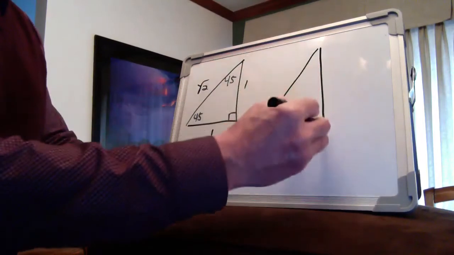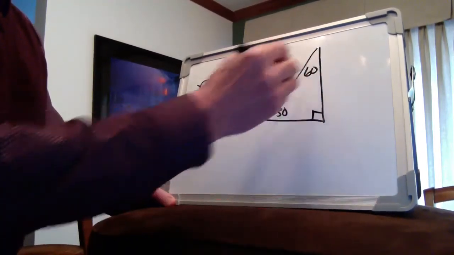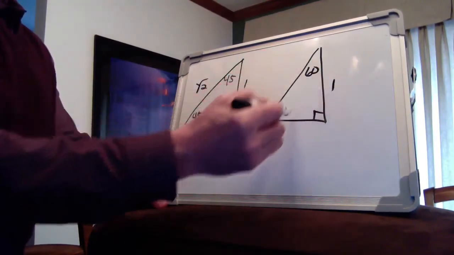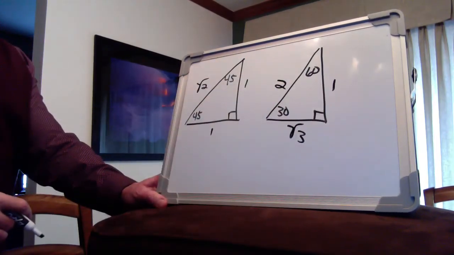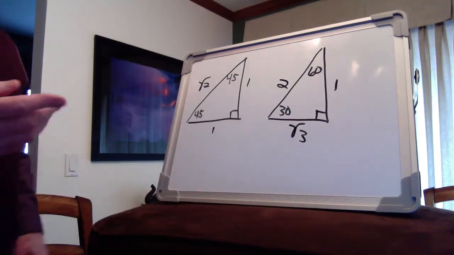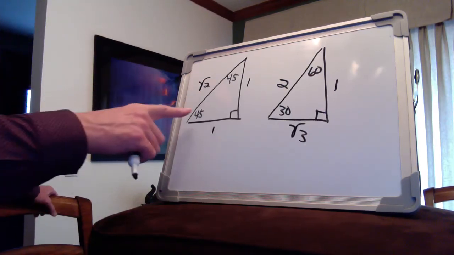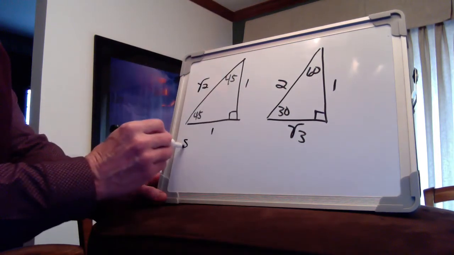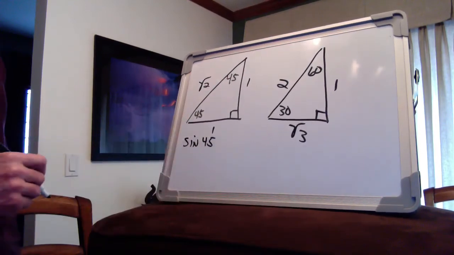The second one is a 30, 60, 90. The side across from 30 is 1, from 60 is rad 3, and the hypotenuse is 2. Around the unit circle, there are fractions, and the fractions come from these special right triangles. And they represent specific trig ratios.